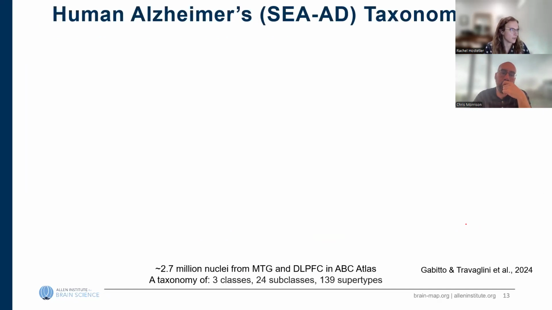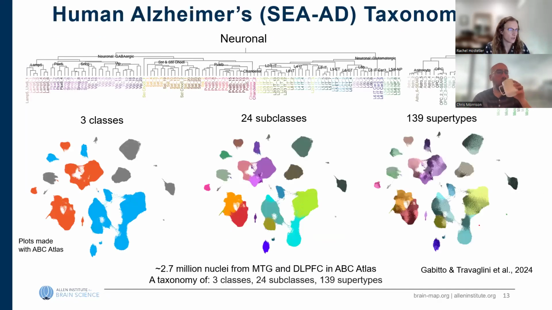And now our Alzheimer's taxonomy. Here we have a couple different levels of our naming as well. We have classes, subclasses, and supertypes. And this came from looking at nuclei in the middle temporal gyrus and the dorsolateral prefrontal cortex. And what's unique about this data set is that the data from the Alzheimer's donors from the middle temporal gyrus, the information in that transcriptomic data, was mapped onto a reference atlas of non-pathological donors from the middle temporal gyrus. So we had a reference taxonomy that the cell types were mapped onto.